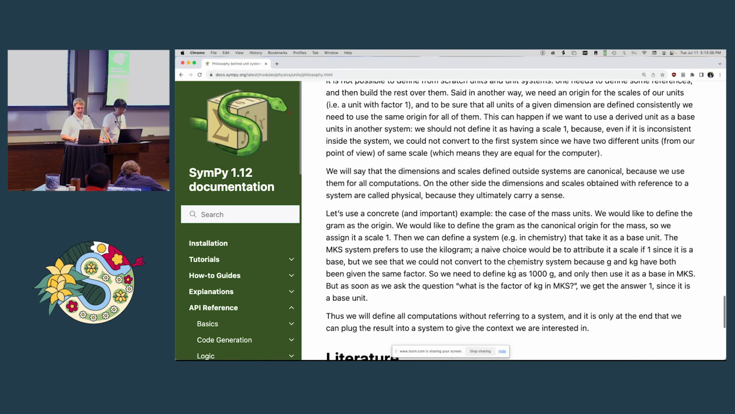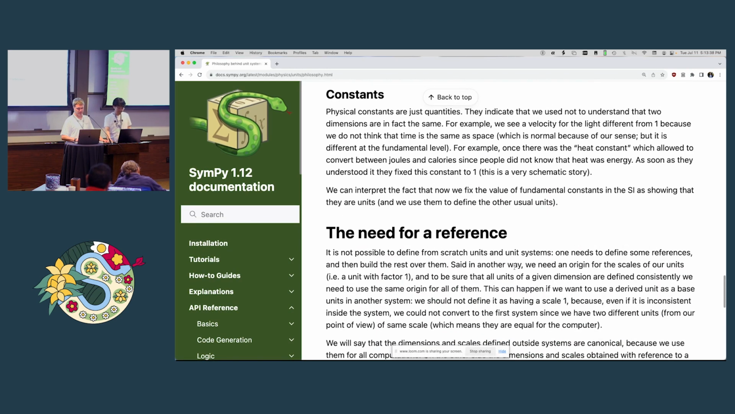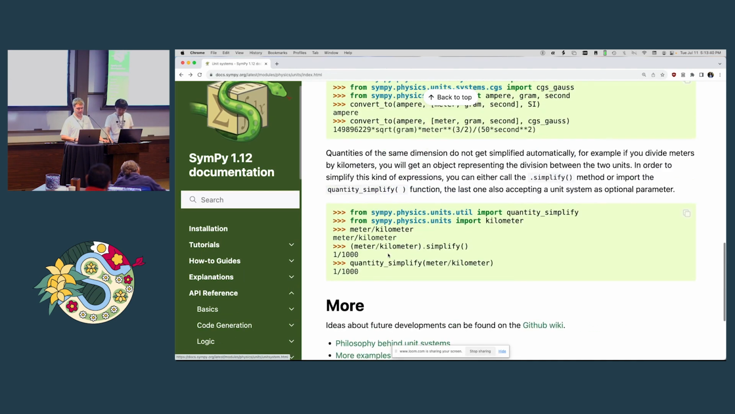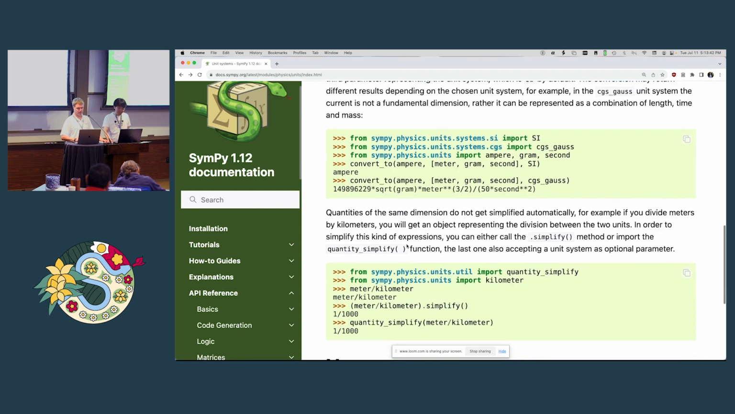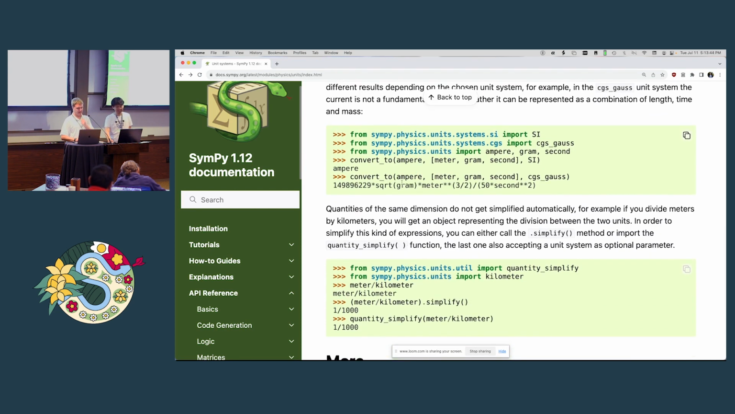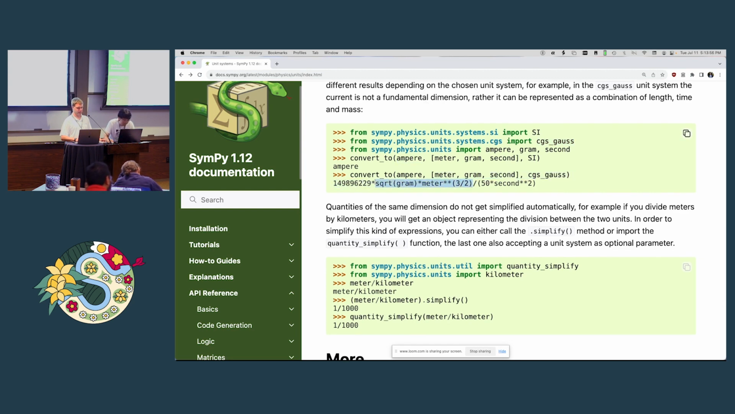This is the part where I'm not completely familiar with how it works, but I guess you set up a base system, or there's some predefined ones like CGS, and then you can convert units into the base system. And of course, it also represents constants symbolically, which is another advantage over most numerical unit systems in Python.